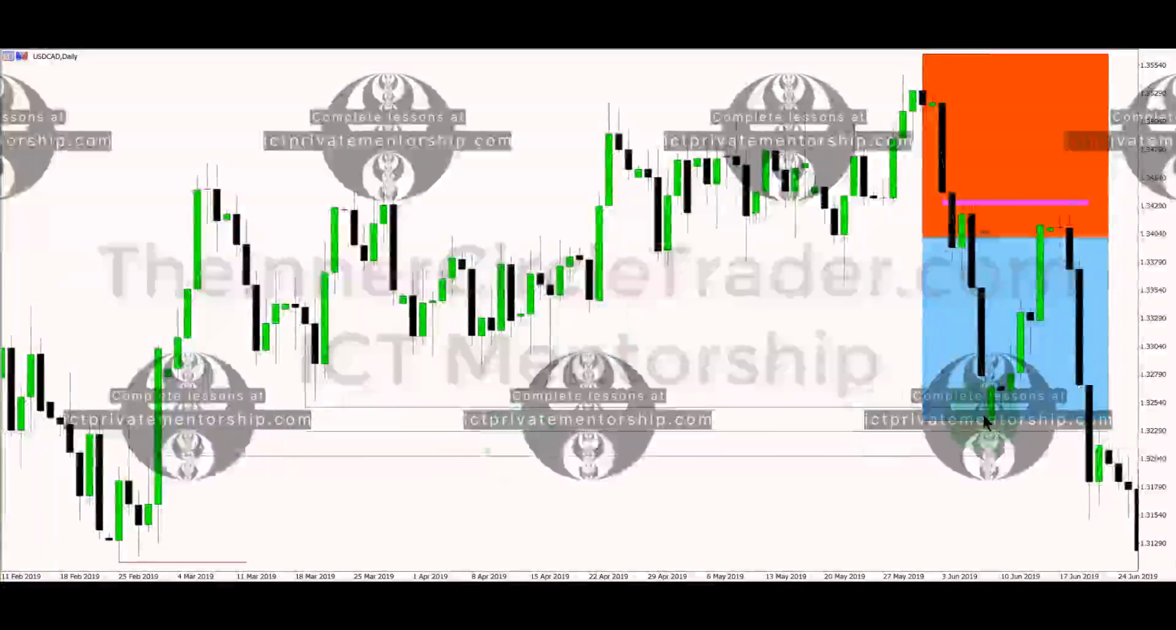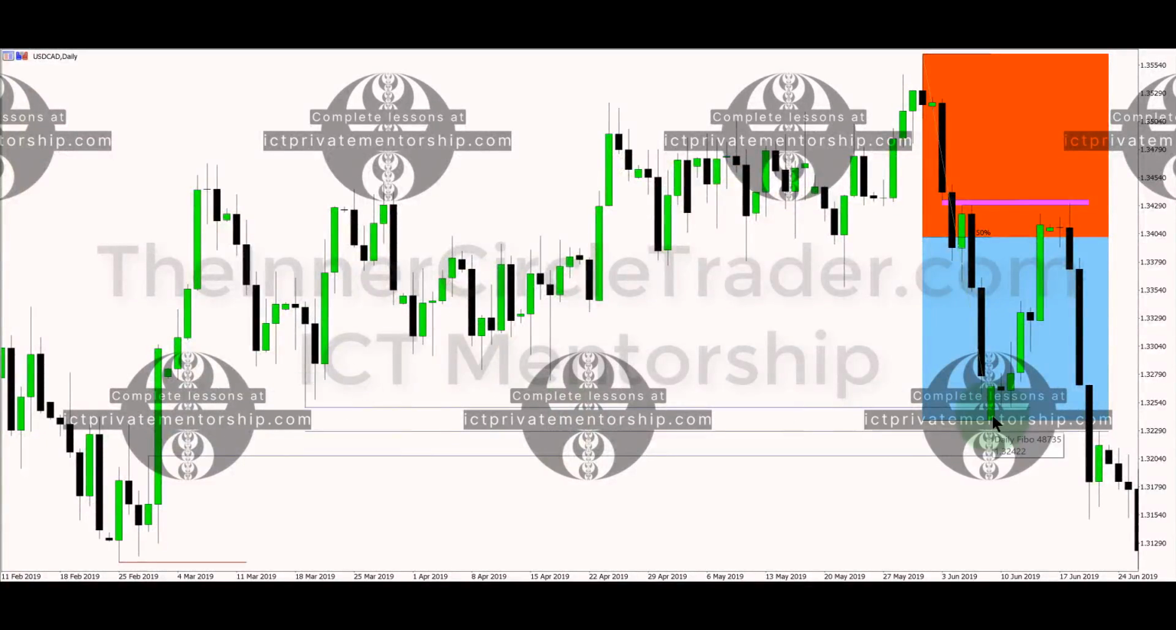When price goes below to tap into the sell side liquidity pool and dip into this BISI, buy side imbalance, sell side inefficiency, using the institutional order flow entry drill technique, all it has to do is come down to that low, and that'd be enough to get an entry.